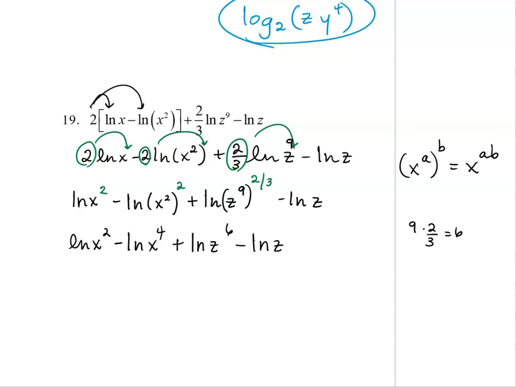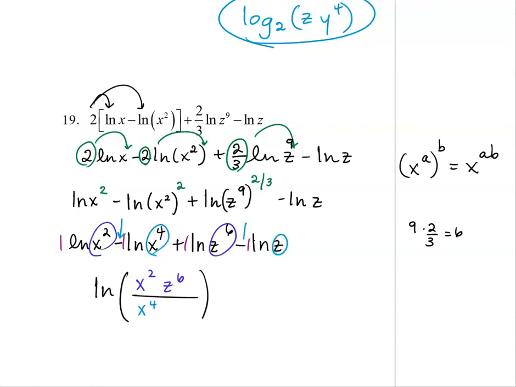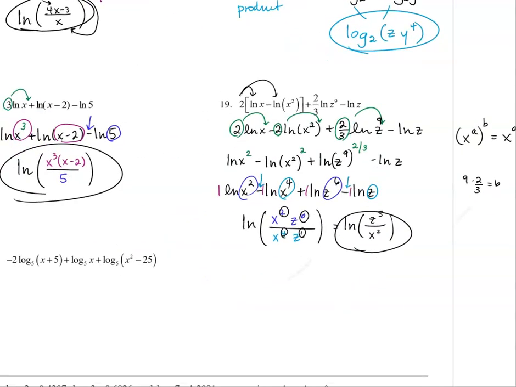So now that we have all of these logarithms with coefficients of positive or negative 1, we can combine this into one logarithm where things that were inside of positive logarithms, like the x squared and the z to the 6th, will go in the numerator, and things that are inside of negative logarithms, like the x to the 4th and the z, will go in the denominator. And now we can simplify the inside of this to be left with z to the 5th over x squared, just using rules of exponents to combine those exponents there.